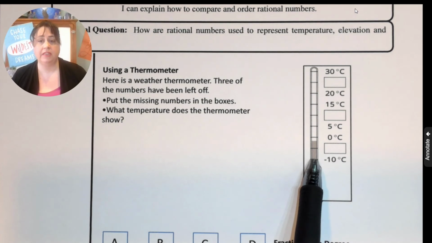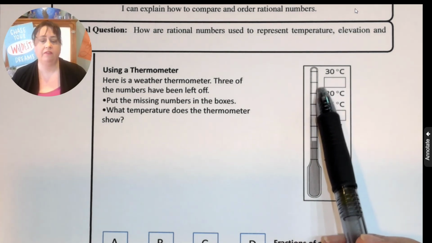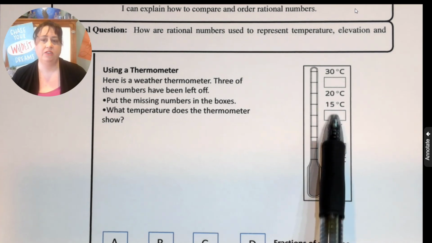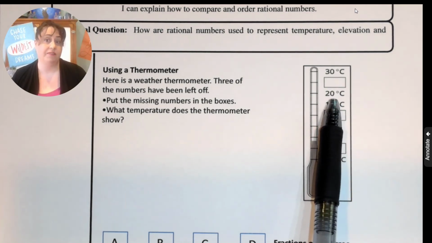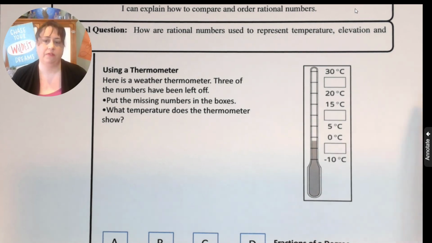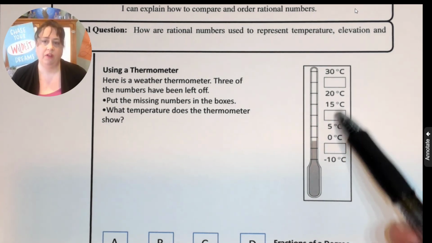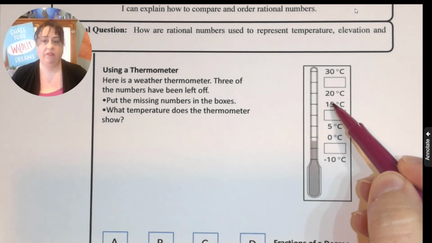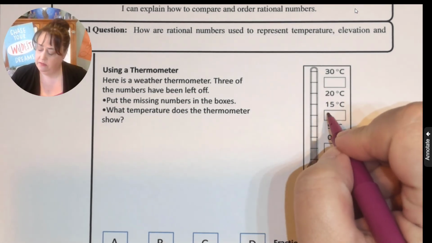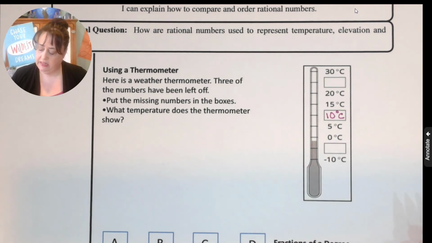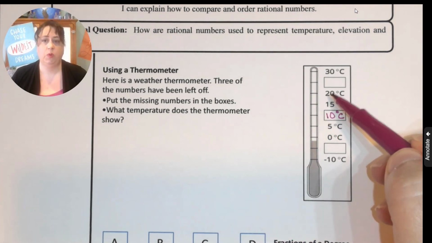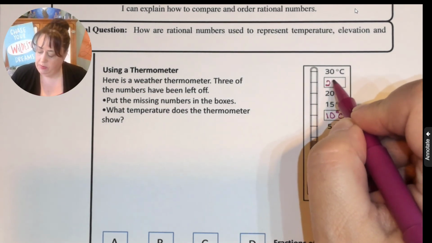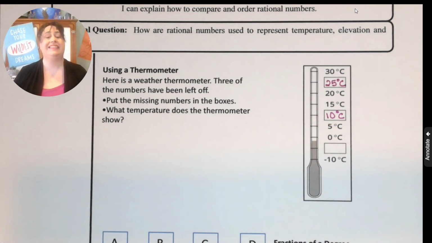Hopefully you notice that these are probably counting by 5s. You can find that by looking right here where this is your clue. 15 to 20 counted by 5s. 15, 20, it's skip counting. So this one you should be able to figure out, this one and this one. These are the ones we're most used to. So you can see what's missing between 5 and 15: 5, 10, 15. That would be 10 degrees Celsius. And what would be missing between 20 and 30 would be 25 degrees Celsius. So this is a number line. It is just on a thermometer.